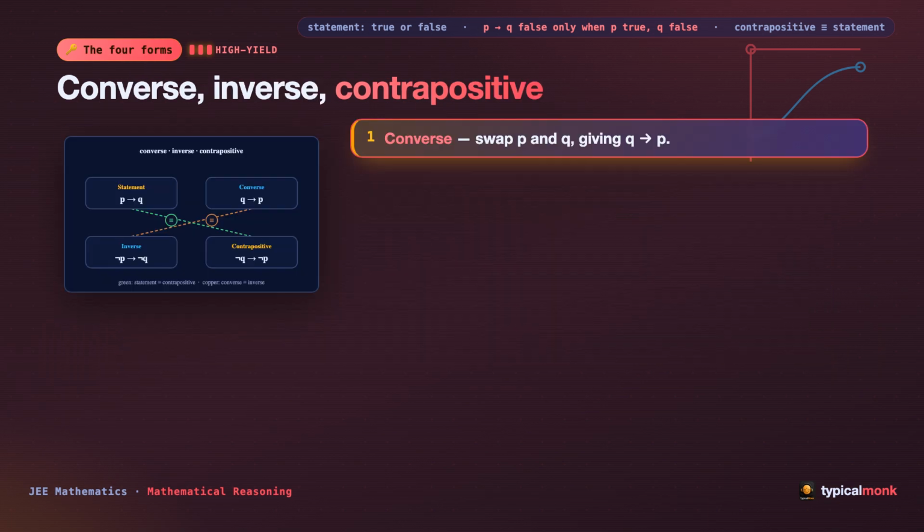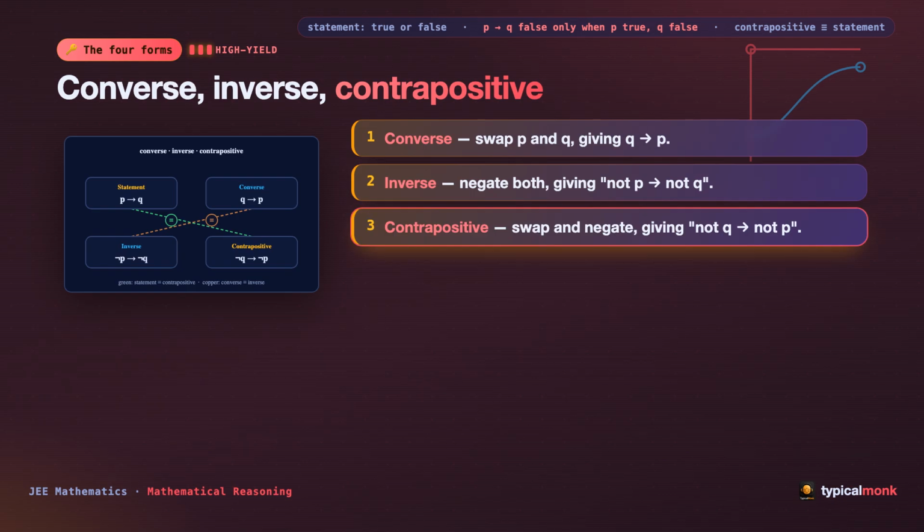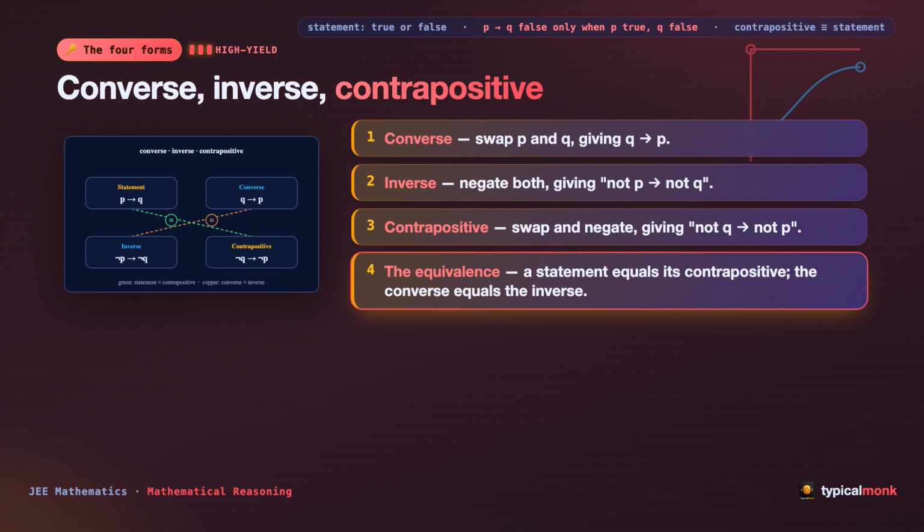Now look at the picture. The four related forms. The converse: swap P and Q, giving Q implies P. The inverse: negate both, giving not P implies not Q. The contrapositive: swap and negate, giving not Q implies not P. The equivalence: a statement always equals its contrapositive, and the converse equals the inverse. But the statement does not equal its converse.